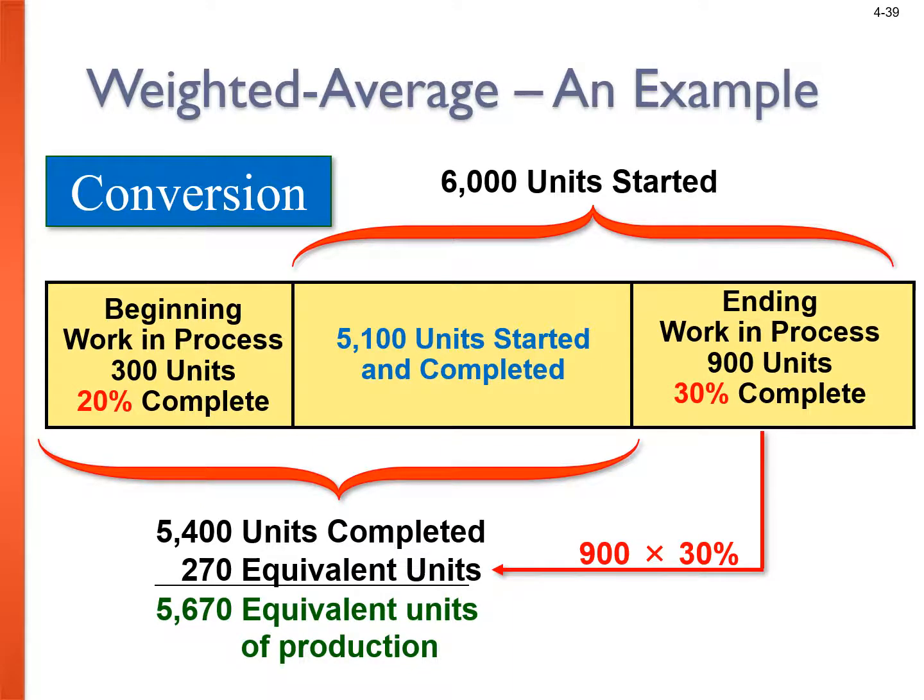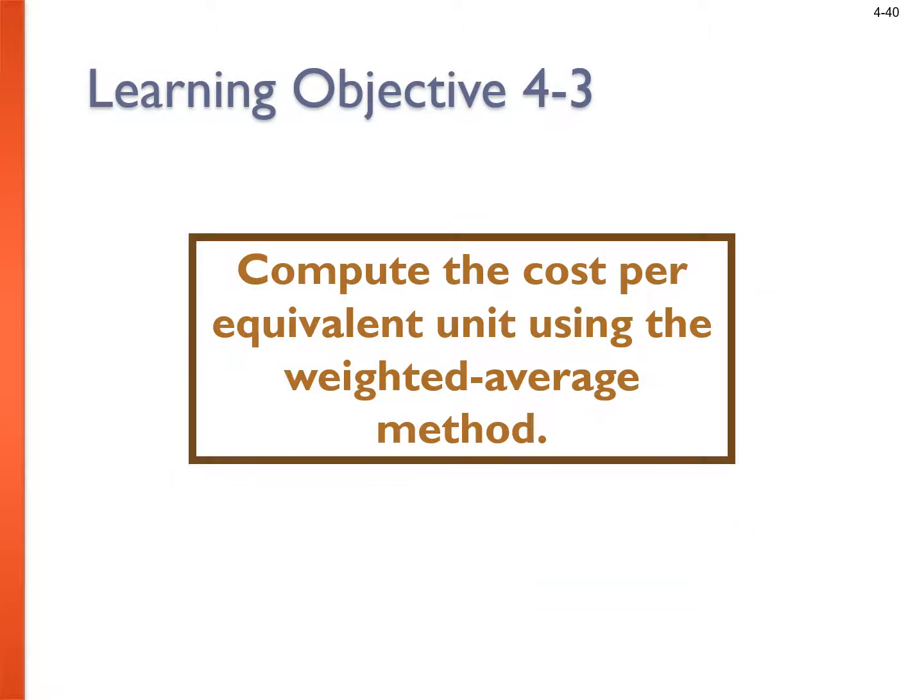I think we're okay with determining the equivalent units. And if you have any questions about that, please make sure you post them on the discussion board. What I want to see now is, well, how do we apply and compute the cost per equivalent unit using this method? How do we come up with the product cost?